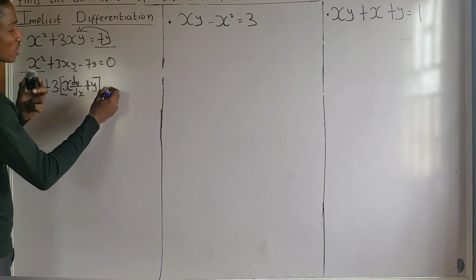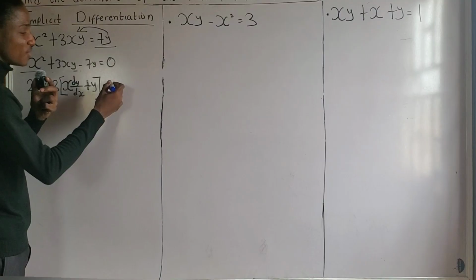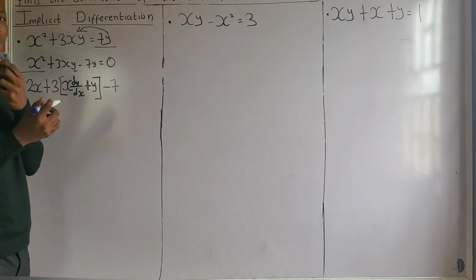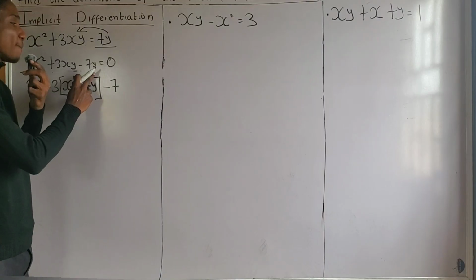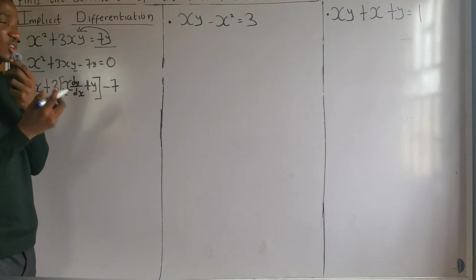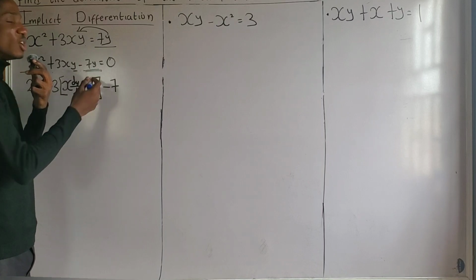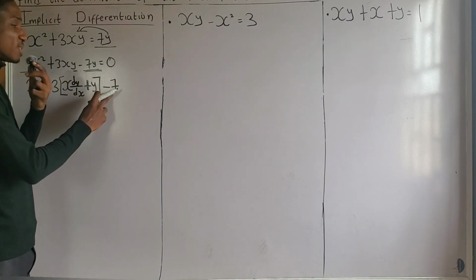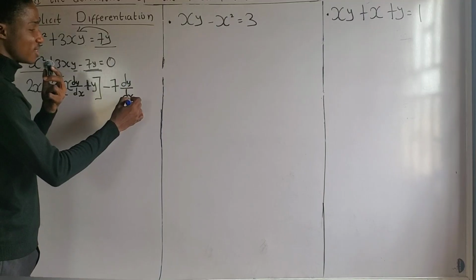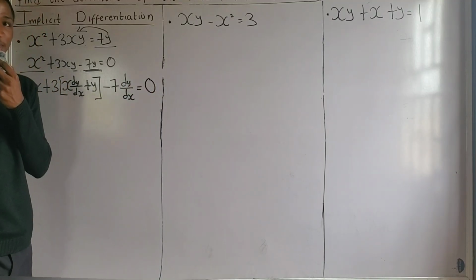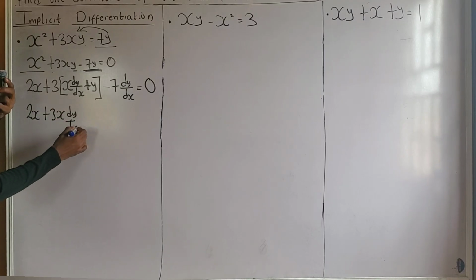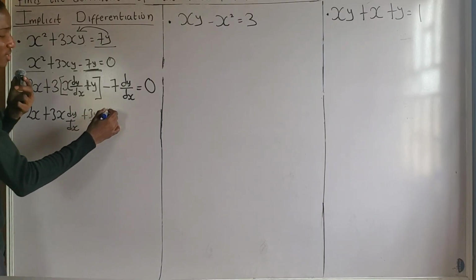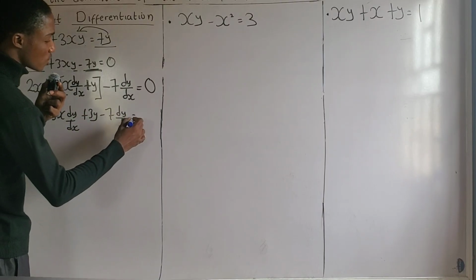Okay. Minus, now differentiate 7y. You're going to have what? 7. And I told you that anytime you differentiate any term that has y attached to it, you're going to multiply that derivative by dy/dx. You can see that we have negative 7y. So if you differentiate negative 7y, you're going to have what? Negative 7 multiplied by dy all over dx. This will be equal to what? 0. Do you understand? Okay. For this, I'm going to have 2x plus 3x dy/dx plus 3y minus 7 dy/dx equals 0.